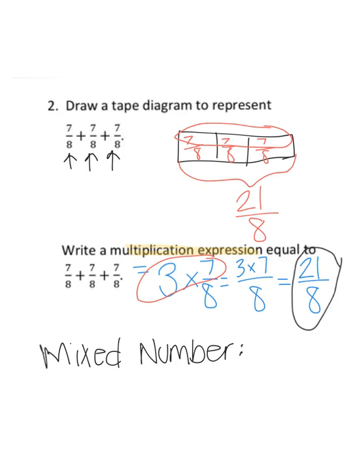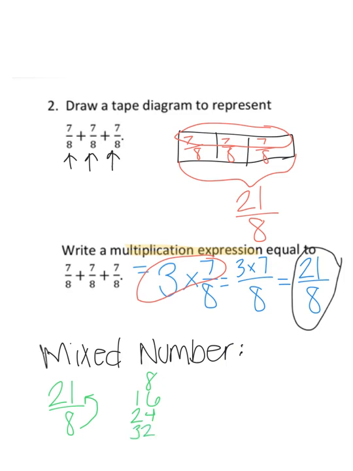We've already practiced adding and subtracting with them. So we're going to turn 21/8 into a mixed number. The first thing I'm going to think about is, how many times does 8 go into 21? To figure that out, I'm going to write out my 8's factors. So I start with 8, then 16, then 24, and 32.